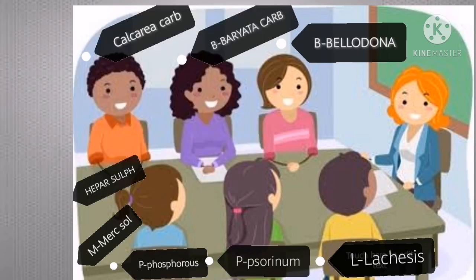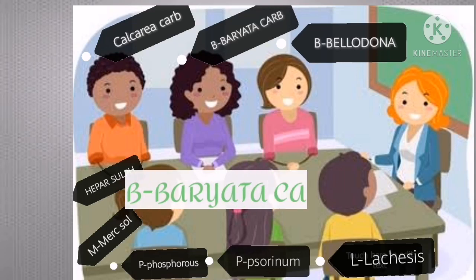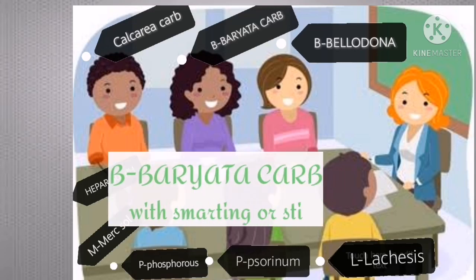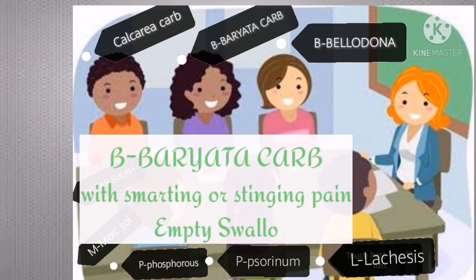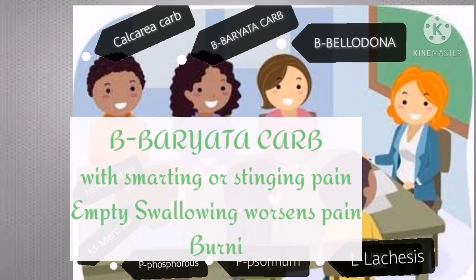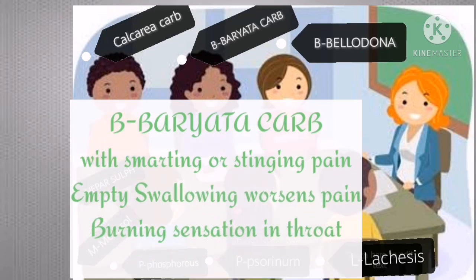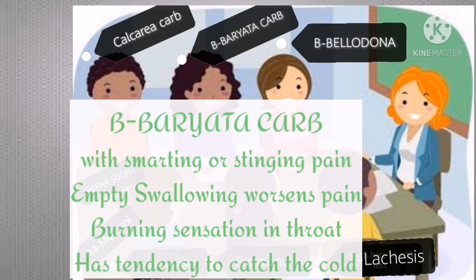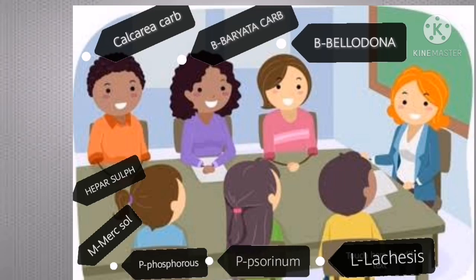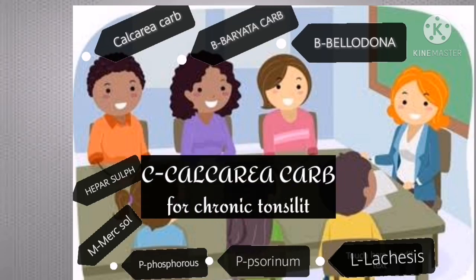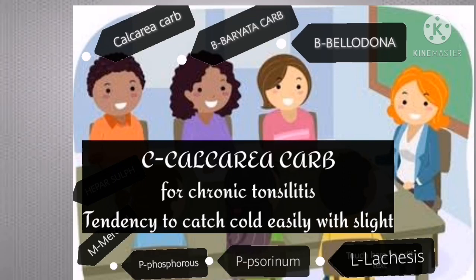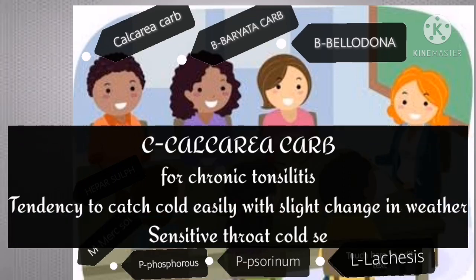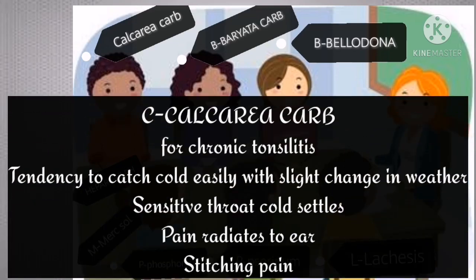Now the second person, Baryta carb, has smarting or stinging pain, and empty swallowing worsens the pain, with a burning sensation in the throat and a tendency to catch cold easily. The third person, Calcarea carb, is mainly for chronic tonsillitis, with a tendency to catch cold easily with slight change in weather, a sensitive throat, and cold settles in the throat easily. Pain radiates to the ear, and there is a stitching pain in the throat.